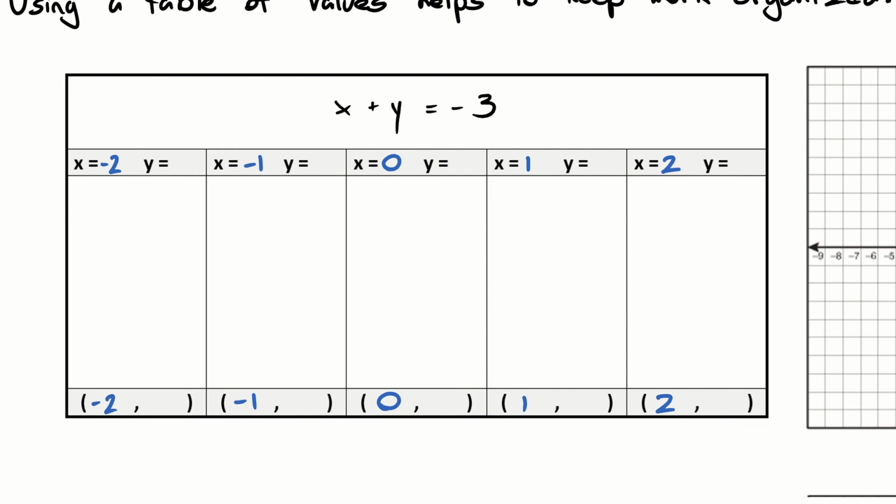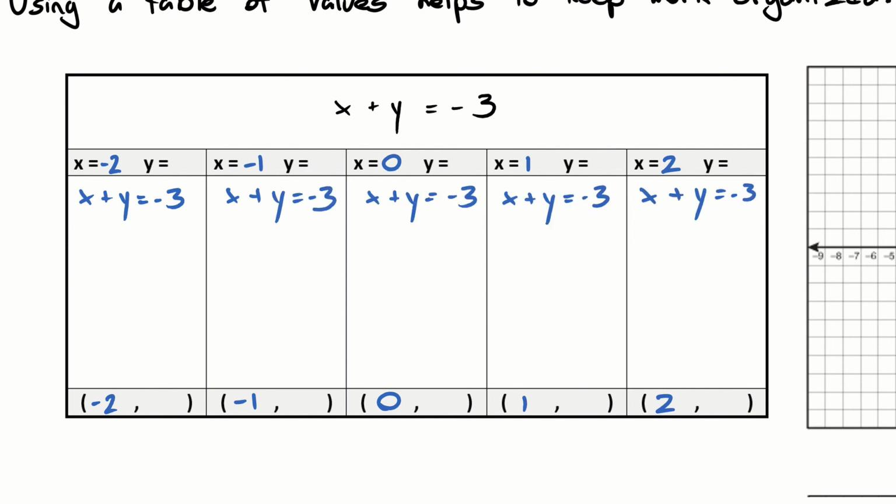So this table that we have here, you'll notice that for every single box here, here, here, and here, we're going to write our work and show our work inside. But I'm going to use the equation x + y = -3 each time. So I'm going to go ahead and write it in here. x + y = -3. x + y = -3. And what I'm going to do each time is replace x and then solve for y.